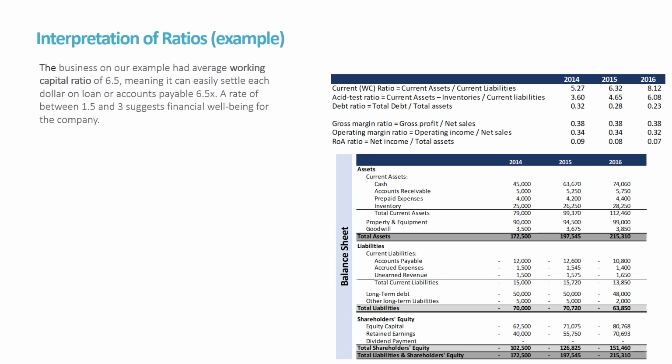This means the company can easily cover each dollar of its loans or accounts payable 6.5 times over. Generally, a ratio above 1.5 is good. However, a current ratio above 3 might be a warning signal. For example, here it might be the case that cash is not properly used or not well invested for the short term.